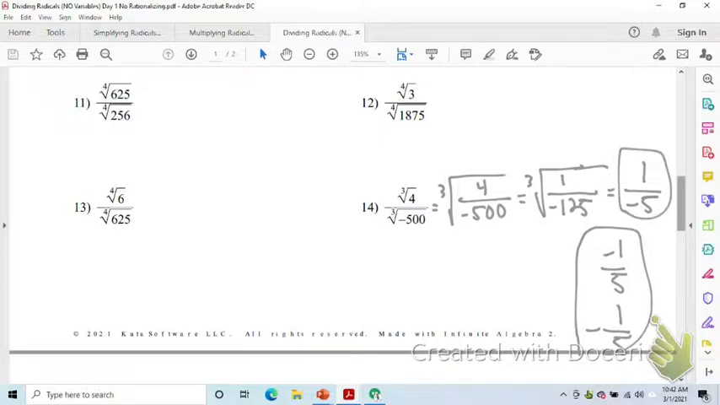Great. This one, just take the fourth root of the denominator and go from there. Thanks. That's it.